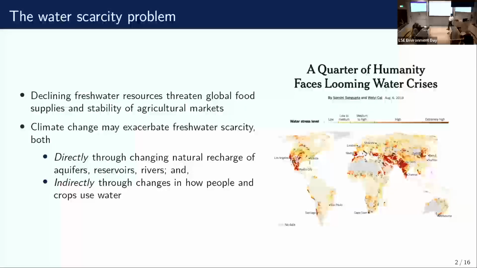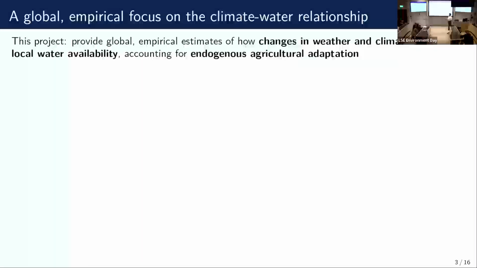In particular, there are two mechanisms through which we think climate change might affect freshwater scarcity. Firstly, there's the direct channel, which is through the hydroclimatic interactions between temperature, precipitation, and water availability, both in aquifers, reservoirs, and rivers. And secondly, there's the indirect channel, which is through how people use water. So are we going to irrigate crops more? Are we going to consume more water? And so that's the second channel through which we might care about climate change in this context.